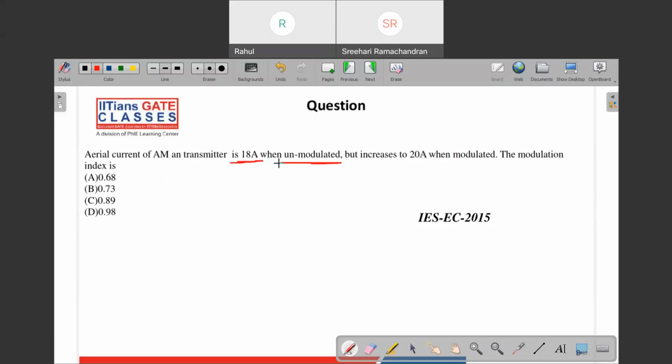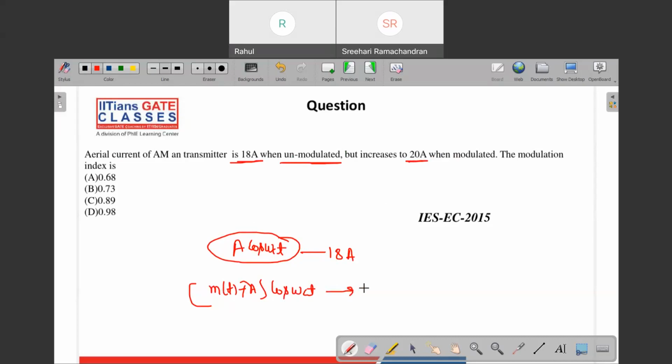Message is 0. Okay. So you have just A cos omega ct. You don't have the m(t) cos omega ct term. In that case, you have a current which is equal to 18 ampere. But when you do the modulation, the current increases to 20 ampere. So for the complete term m(t) plus A cos omega ct, the current is 20 ampere. Okay.